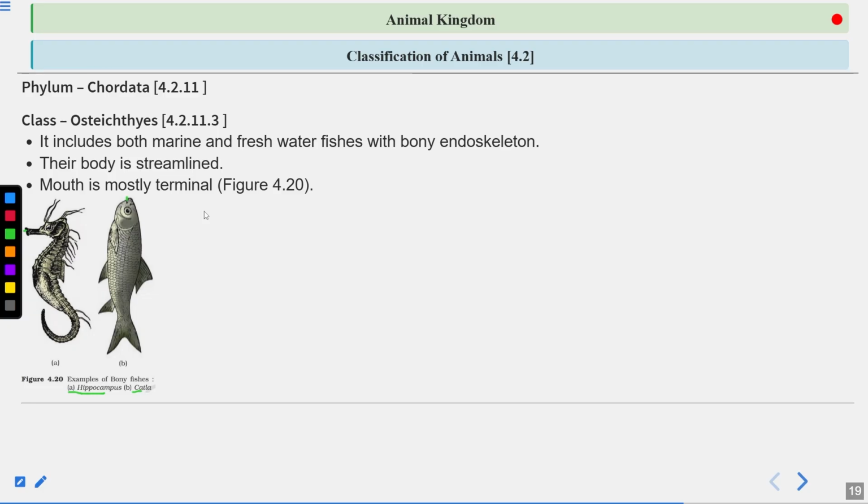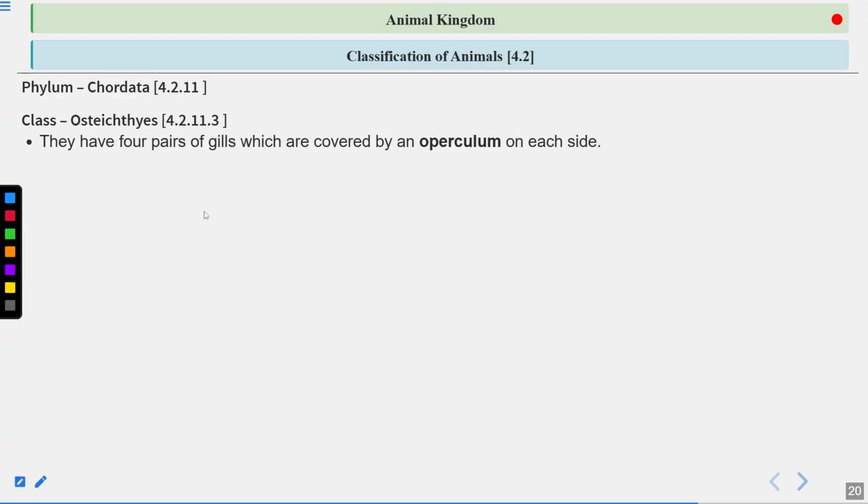The endoskeleton is made up of bones. They have 4 pairs of gills which are covered by an operculum on each side. Now, gills, they have the paired gills, but these gills are covered by an operculum on each side. They have the gill covering that is called operculum, right? What about the chondrichthyes? They do not possess any operculum. Okay, gill covering is not there.